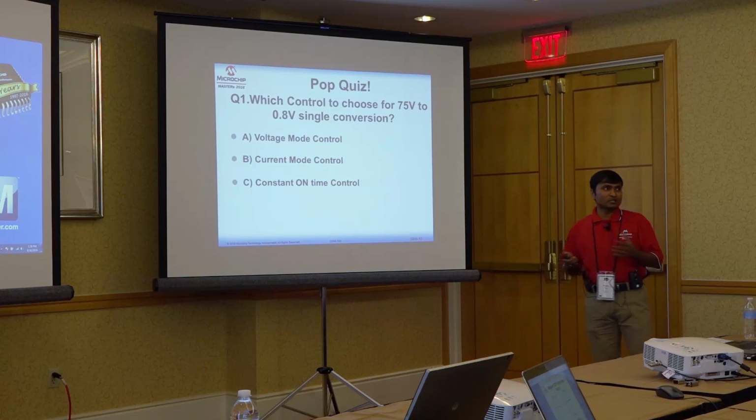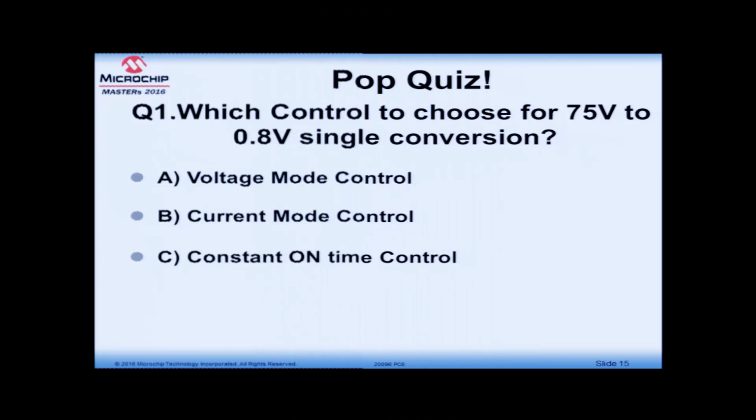So, I would like to get your attention by asking this question. Which control method would you typically choose for a 75 volts to 0.8 volt single stage conversion, not multi-stage, single stage conversion operating at a certain frequency? You have the choice of voltage mode control, current mode control, and constant on time control.